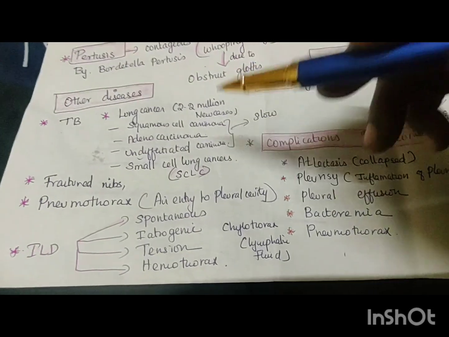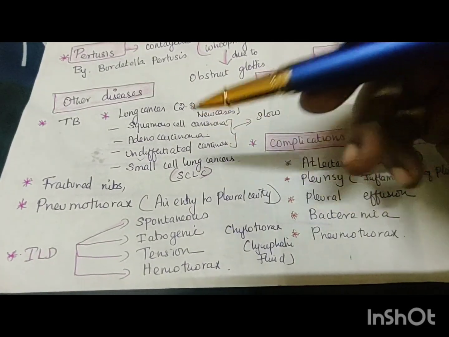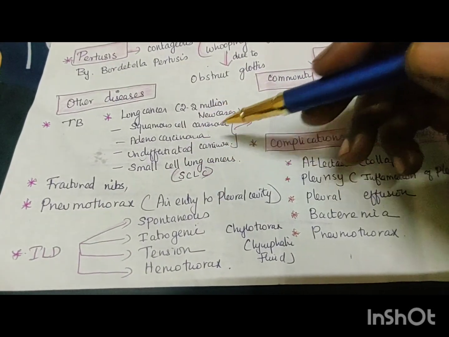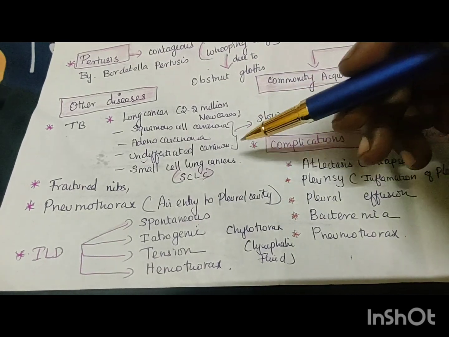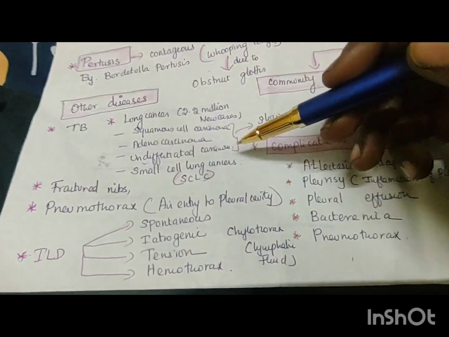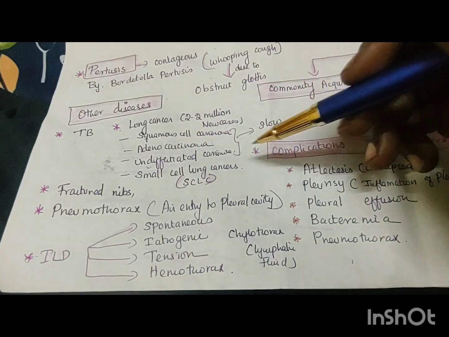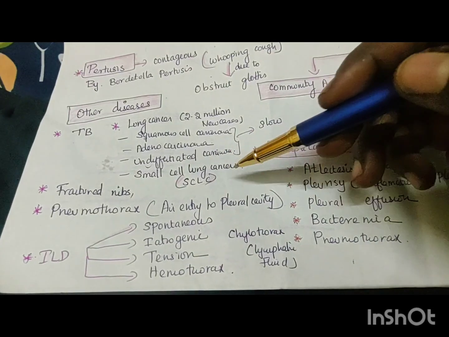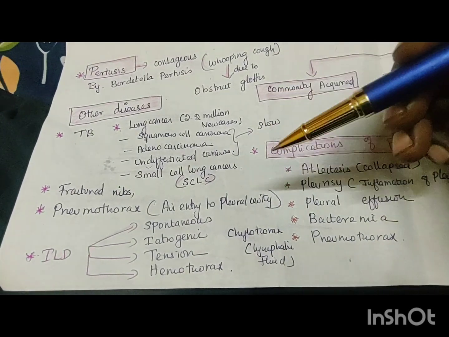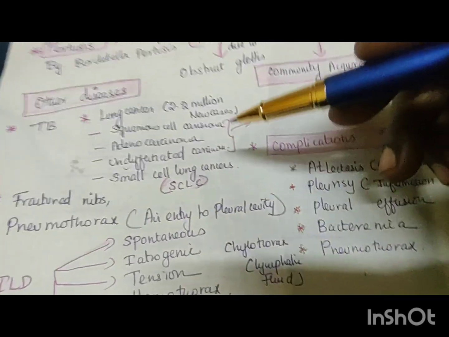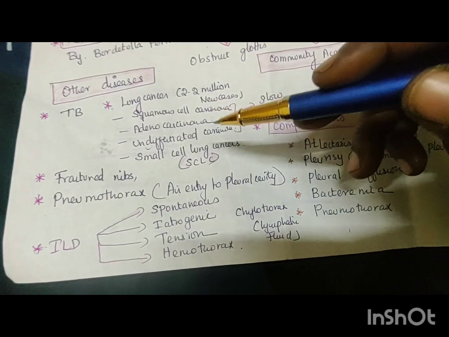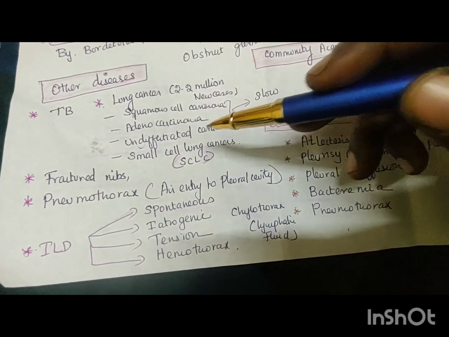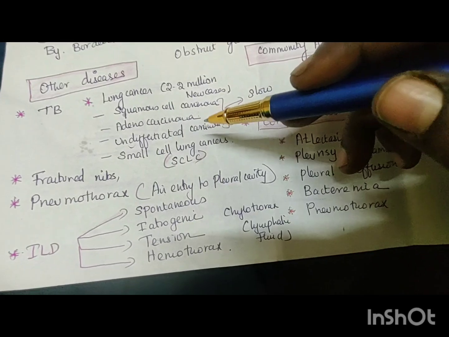2.2 million cases are coming. These lung cancers are of different types: squamous cell carcinoma, adenocarcinoma, they also say undifferentiated carcinoma, slow process, and small cell lung cancers also. So slow growing and fast growing. What is happening, especially in the lungs and the rectum, they are highly vascular. So you cannot find it out in the first stage.